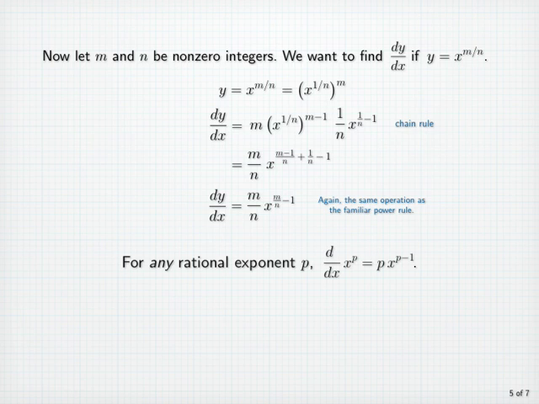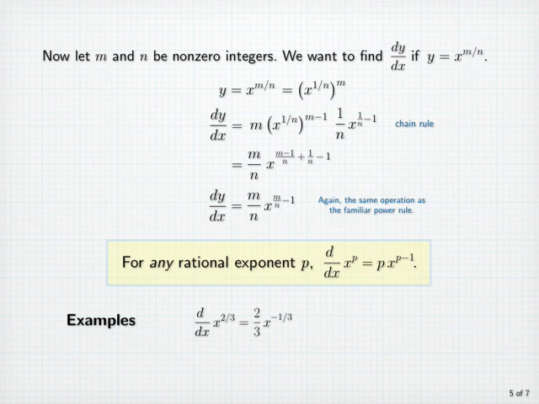So we now have a very general power rule. For any rational exponent p, the derivative with respect to x of x to the pth power is equal to p times x to the p minus 1. So for example, the derivative with respect to x of x to the 2/3 power is 2/3 times x to the 2/3 minus 1, or minus 1/3 power, or 2 divided by 3 times the cube root of x.